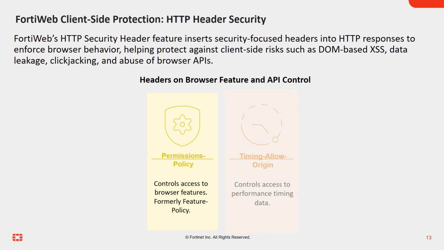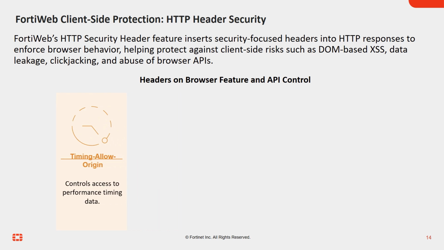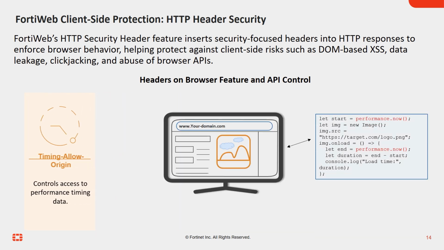The Timing-Allow-Origin header controls which origins can access performance timing data. For example, your developers use the performance API like performance.now to monitor page load times and diagnose bottlenecks. If performance timing data is accessible by attackers, they can perform side-channel attacks, such as detecting what resources are cached, inferring sensitive operations or authentication status, and fingerprinting users based on load patterns.